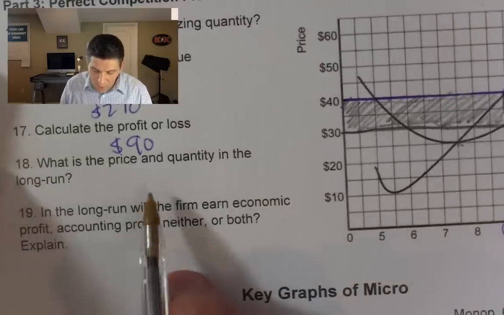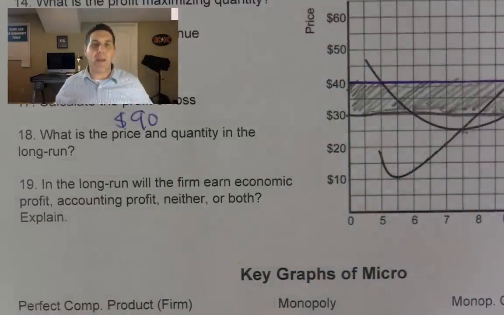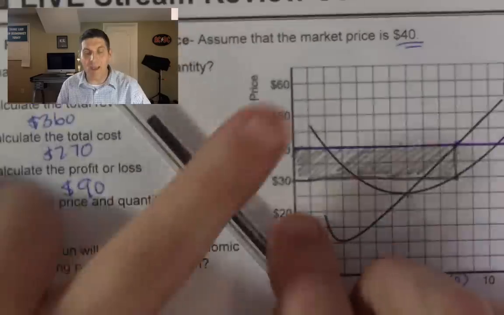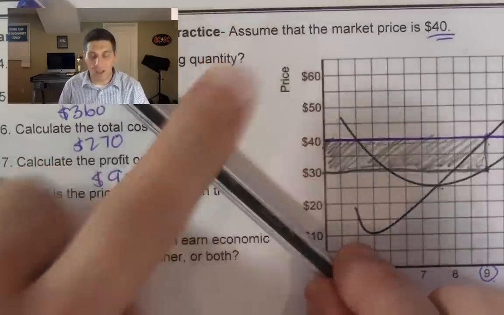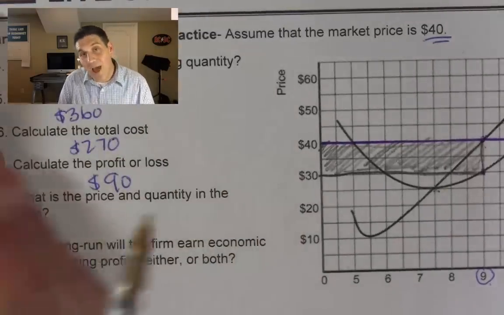Okay, what's the price and quantity in the long run? The long run. I think that's what's going to happen this year. They're going to give you side-by-side graphs and ask you, okay, if there's profit being made, what's going to happen? Well, supply and demand set a price at 40. Other firms are going to see that profit. They're going to want to enter, and as they enter in, that's going to drive the price down.